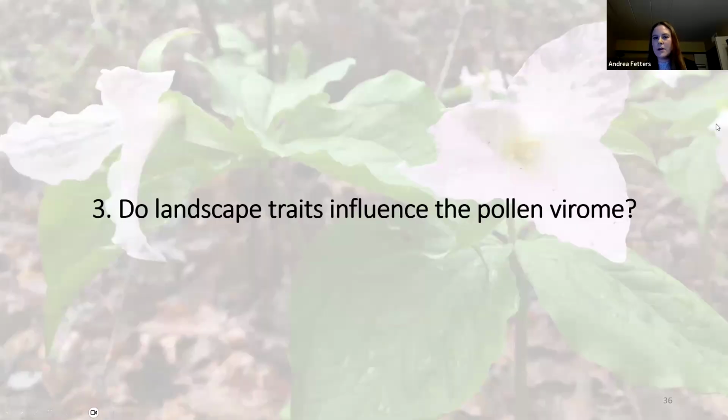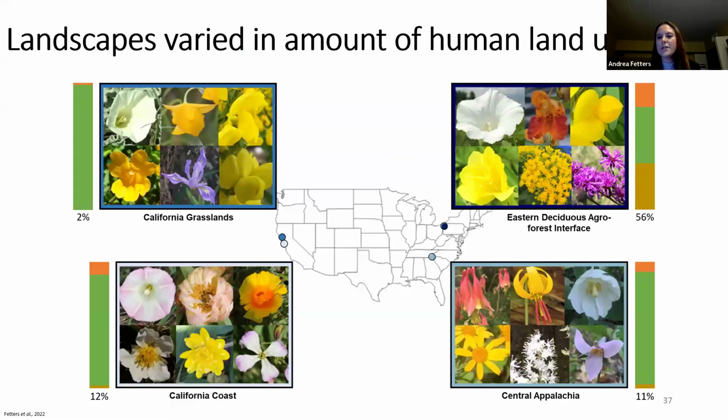Our last major question was, do landscape traits influence the pollen virome? As a reminder, in this project, the 4 landscapes varied quite a lot in the amount of human land use, which was our landscape trait of interest that we thought might influence the pollen virome. In this figure, the stacked bars next to each block of plant species from the 4 different regions show natural vegetation in green, impervious surface in orange, and then the gold color is agriculture.